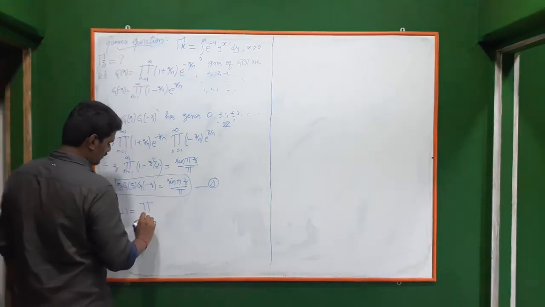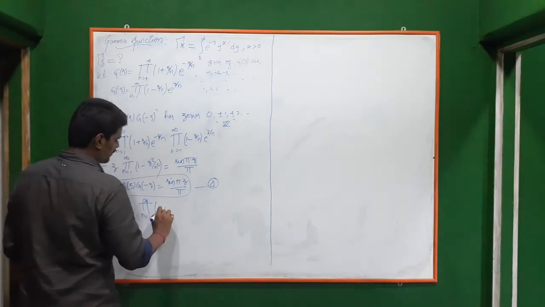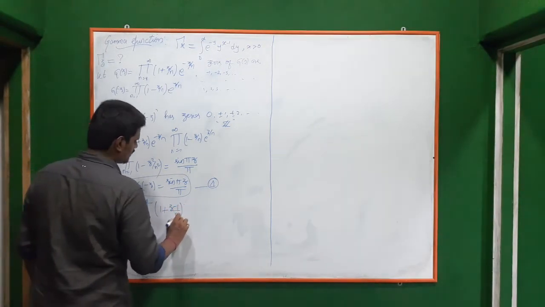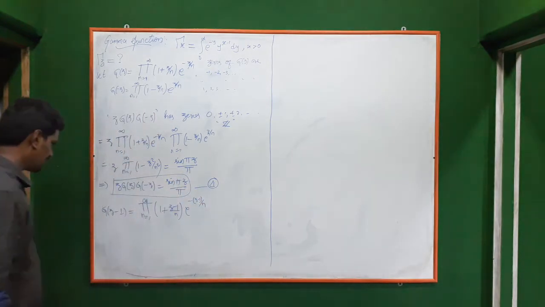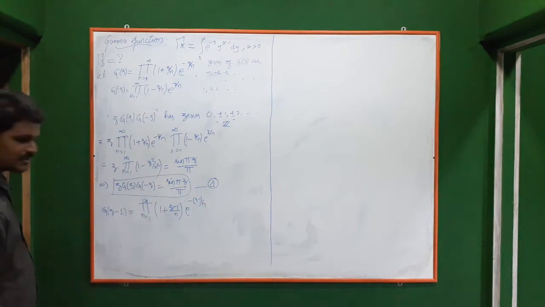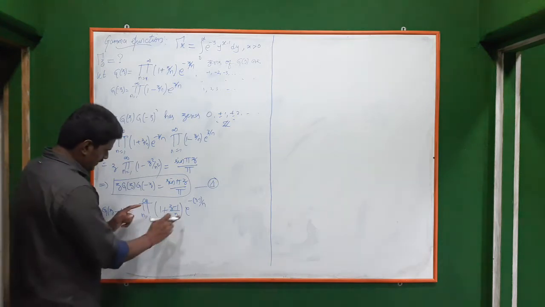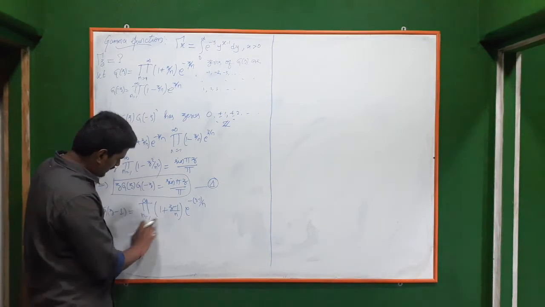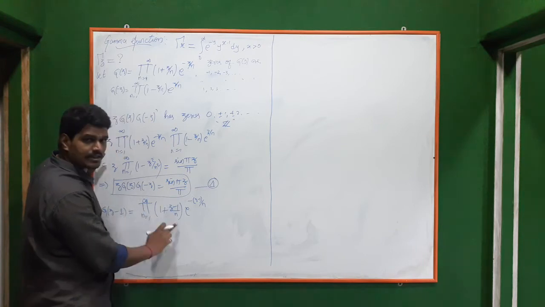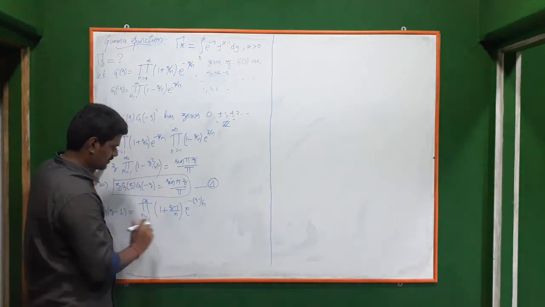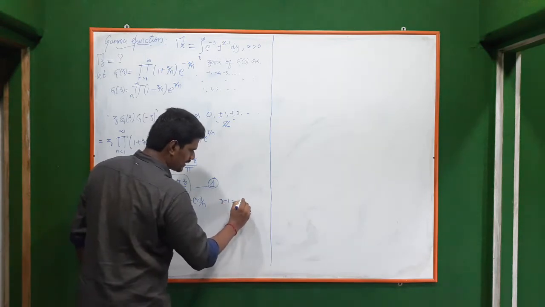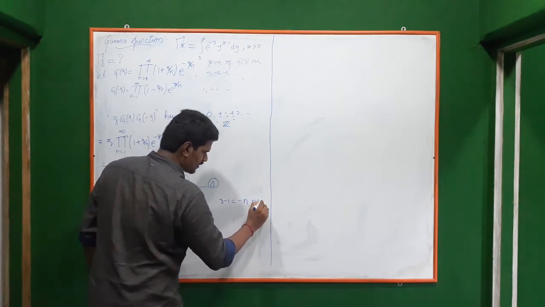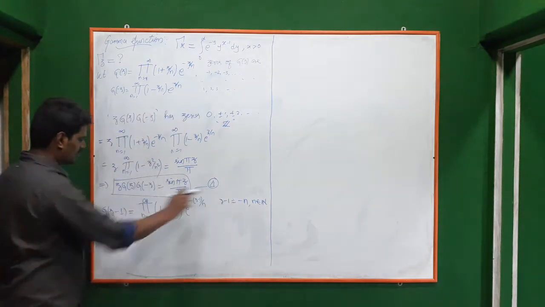The product n from 1 to infinity (1 + (z-1)/n) e^(-(z-1)/n). Okay. Now what are the zeros of this function? By this representation we know that all the negative integers are zeros of this function. That means when z minus 1 is equal to all the negative integers, these are all the zeros of this function.